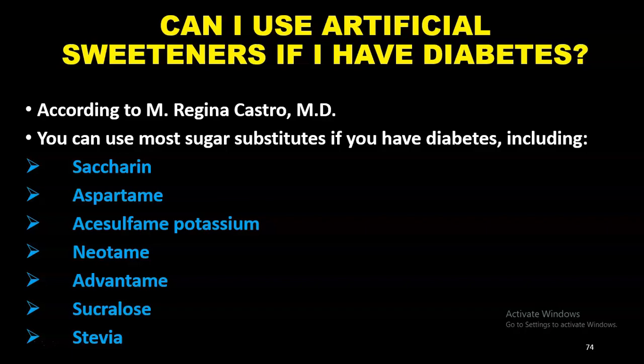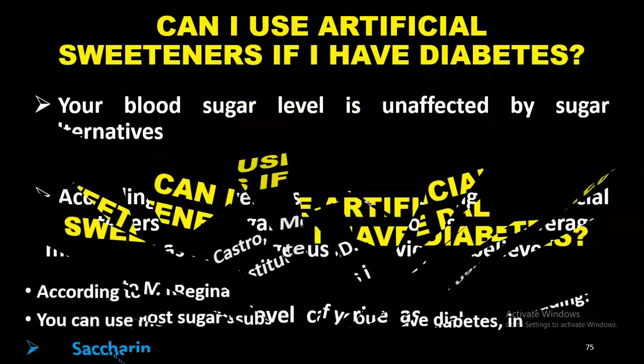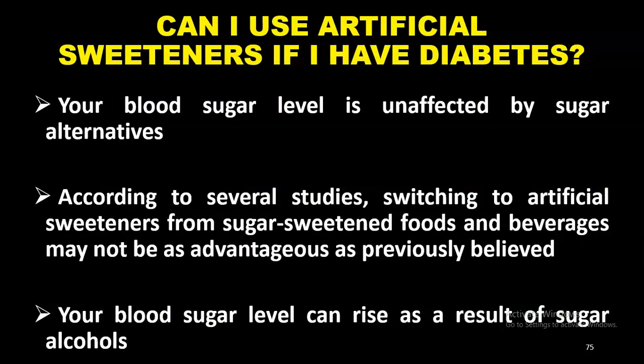They provide sugar sweetness without the calories. In comparison to sugar, artificial sweeteners are much sweeter. As a result, artificial sweeteners need to be used sparingly to sweeten food. For this reason, food sweetened artificially may contain fewer calories than food sweetened with sugar. Your blood sugar level is unaffected by sugar alternatives. The majority of artificial sweeteners are actually regarded as free foods.